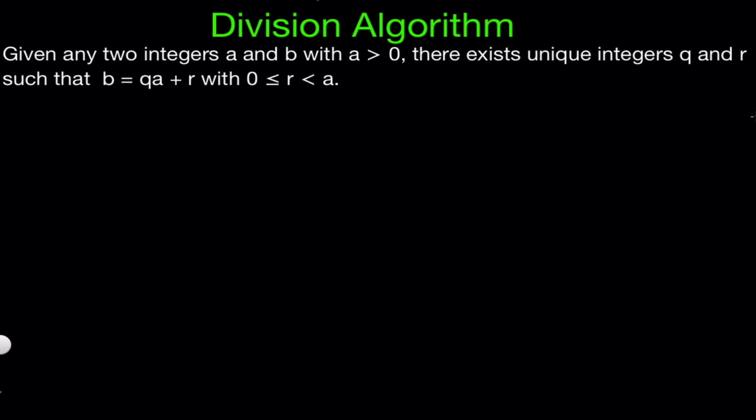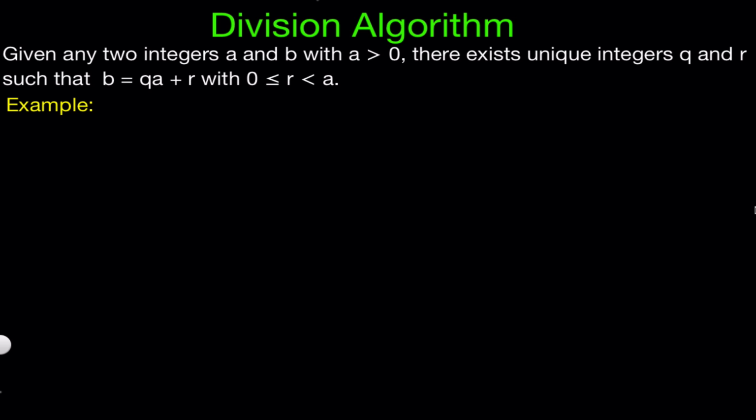So the division algorithm says that given any two integers a and b with a greater than 0, there exist unique integers q and r such that b can be written as some multiple of a plus a remainder r, and r is greater than or equal to 0 and less than a. So let's look at an example.